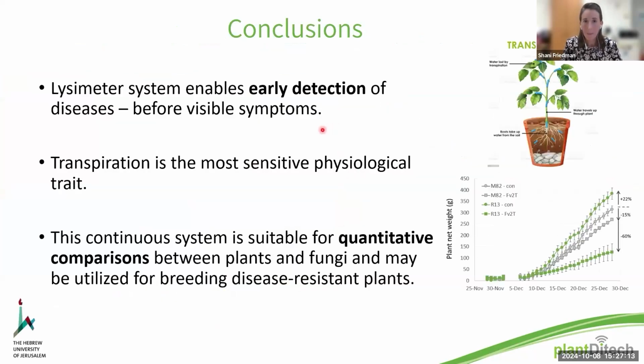To conclude, the lysimeter system enables early detection of disease, even before visible symptoms appear. Transpiration is the most sensitive physiological trait we can monitor, and this continuous system is ideal for quantitative comparisons between plants and fungi and may be utilized for breeding plant disease resistance.